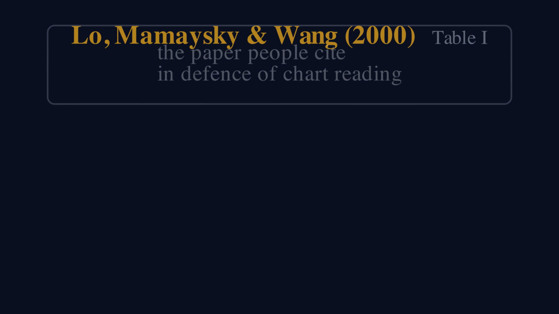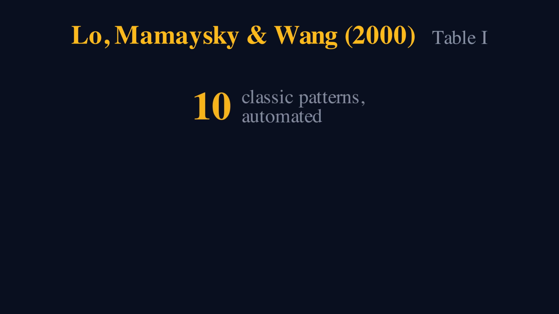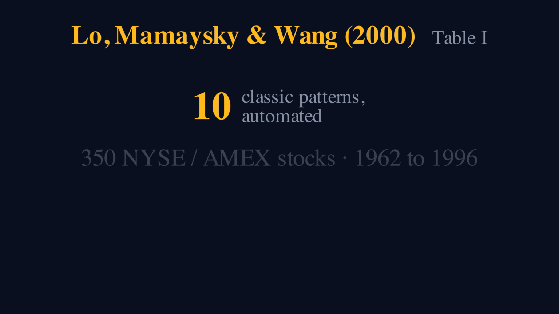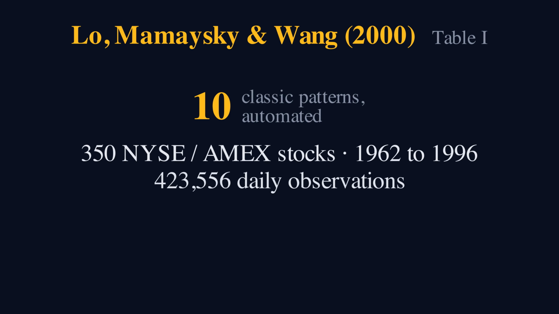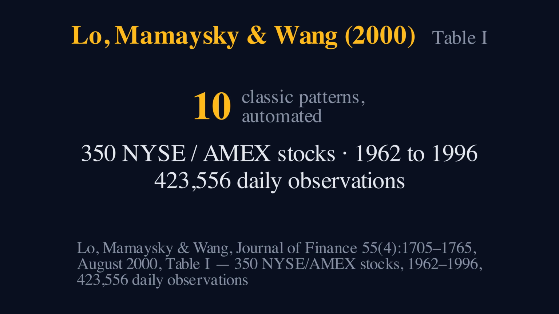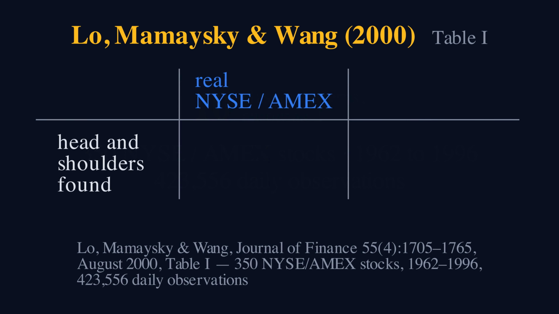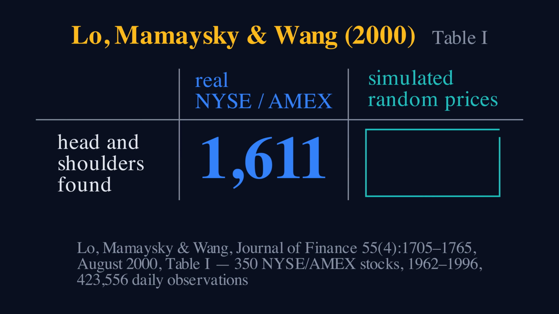In the year 2000, Low, Mamesky, and Wang automated 10 classic patterns and tested them properly. 350 New York and American Stock Exchange stocks from 1962 to 1996. In that real market, their detector found 1,611 head and shoulders. And in the very same table, they ran that identical detector on simulated random prices.